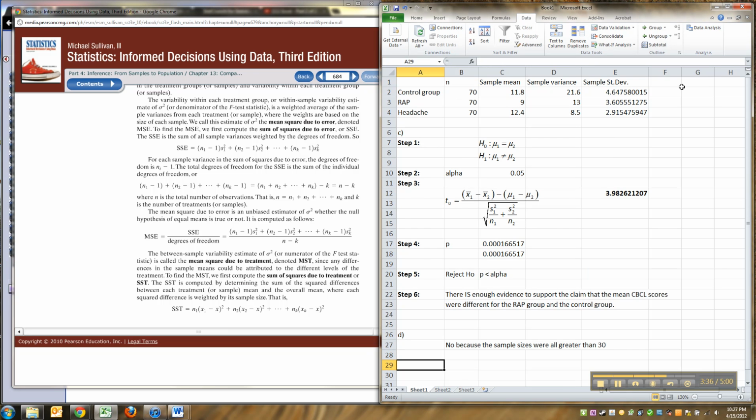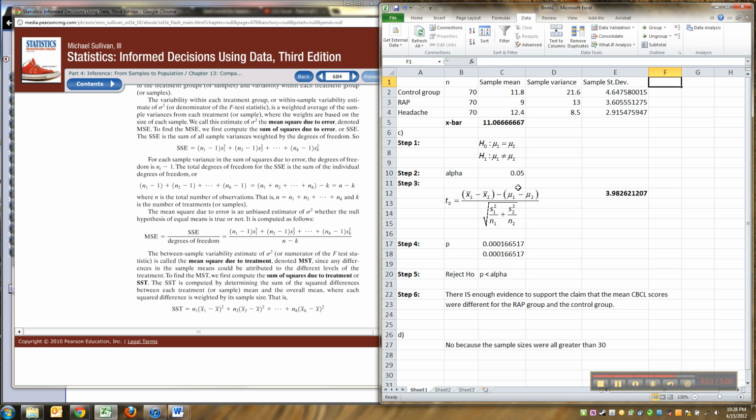So let me see if I can find them over here. So the first thing we're going to have to do is find x bar overall, which is going to be equal to the average of these three. They're all equal in number. That's why if one of these was 70, one of these was 71, or whatever, you'd have to do a weighted mean. But since they're all equal, 70, you can just add them up and divide by 3, which is what I did with the average formulas right there.